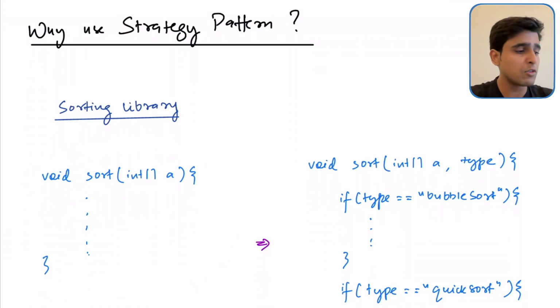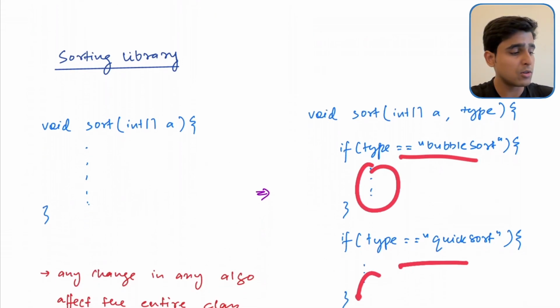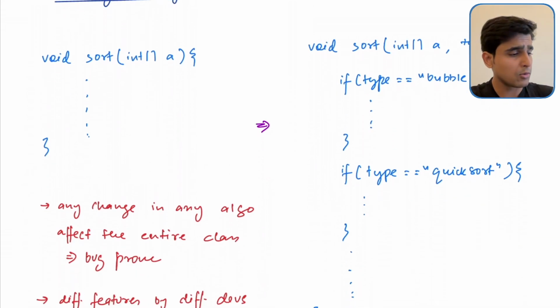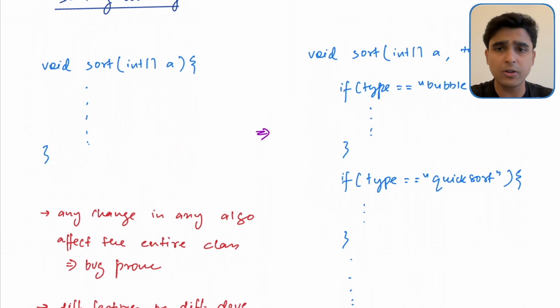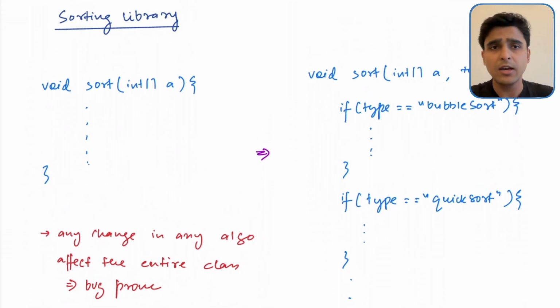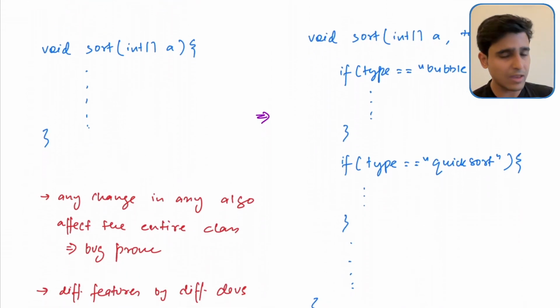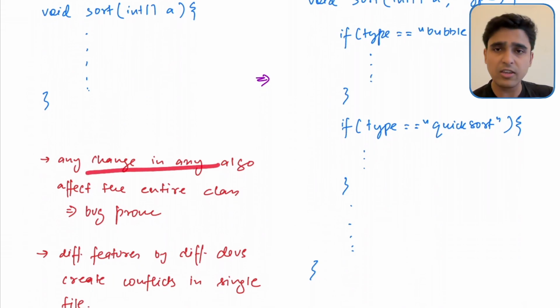The natural way which comes to mind is that we expose a type parameter which the client can pass, and based on that type we execute the particular sorting strategy, whether it is bubble sort, quick sort, or merge sort. Now there are multiple issues in this approach. First is, as written here, any change in any algo can affect the entire class. So it is a very bug prone approach.